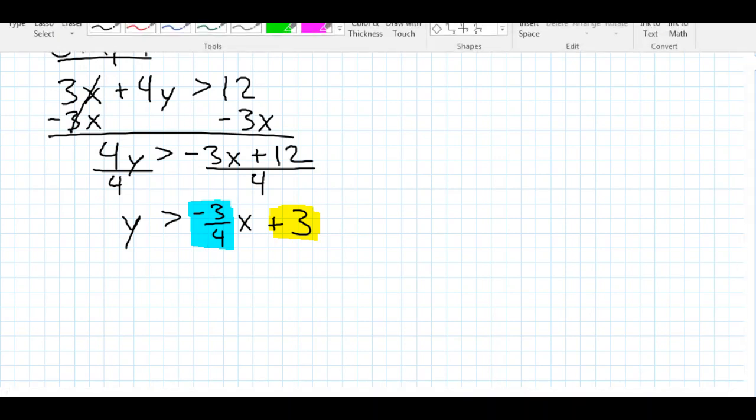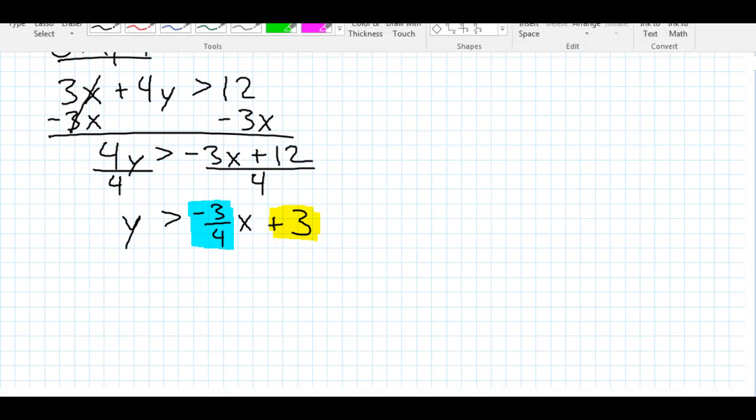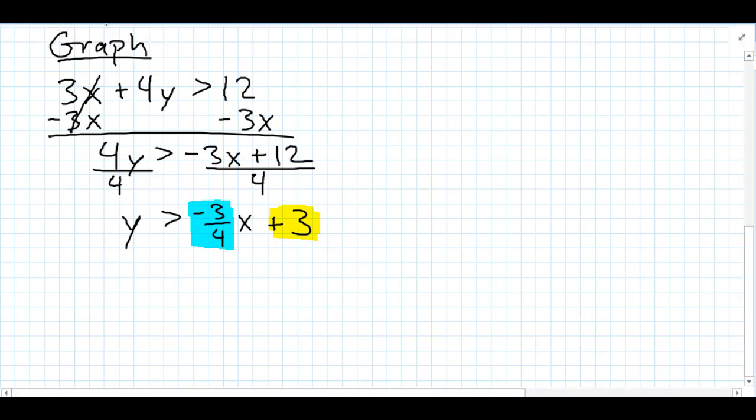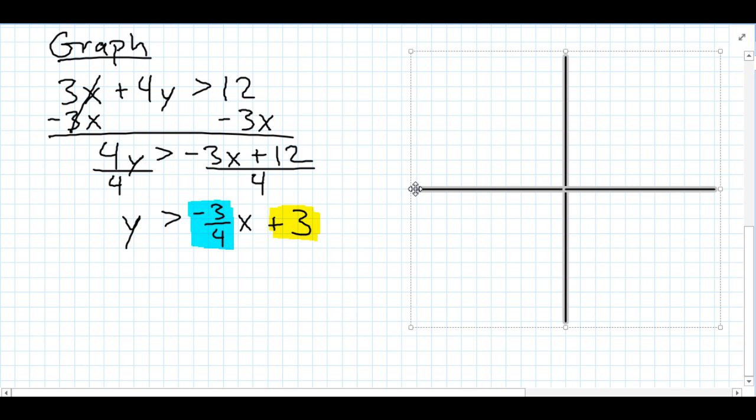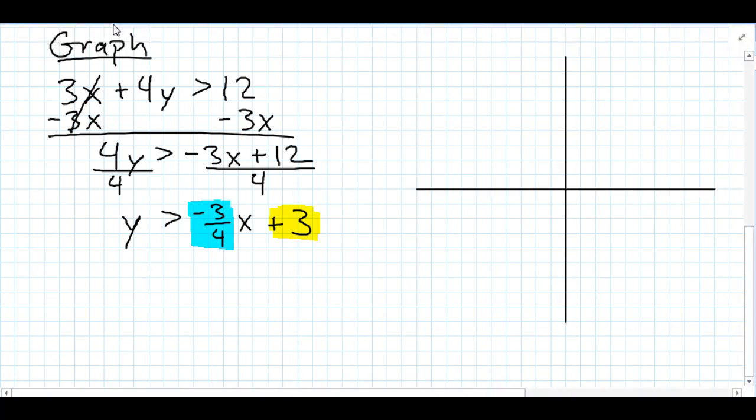So I'm going to go ahead and get us a nice xy axis here to deal with. That's not what I wanted. Just like in regular class, right? Let's see here. Go ahead and get our xy axis right here. And I'm going to count out my y-intercept, which is 3. So I'm going to go up 3. 1, 2, 3, make a dot right there.